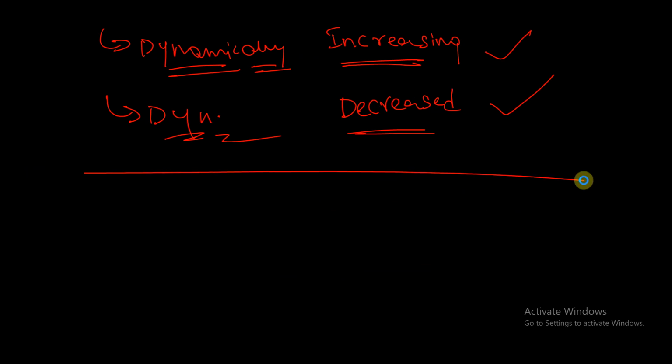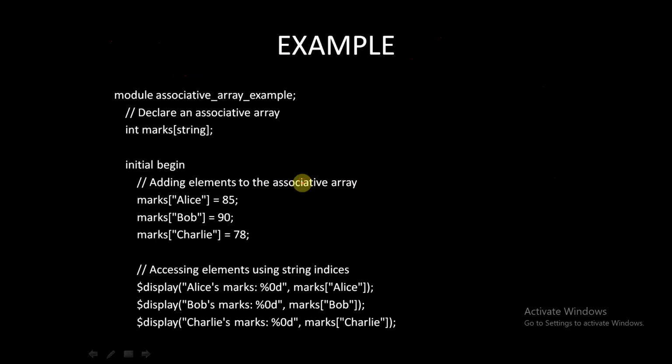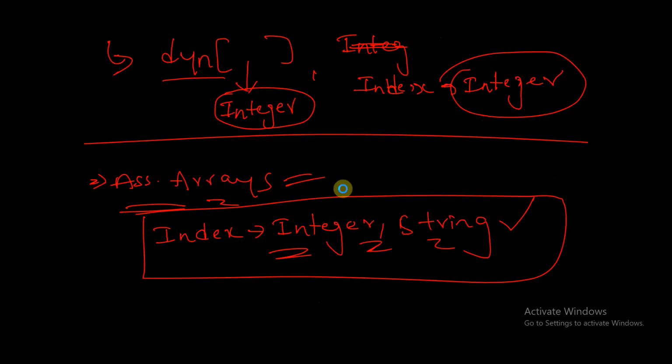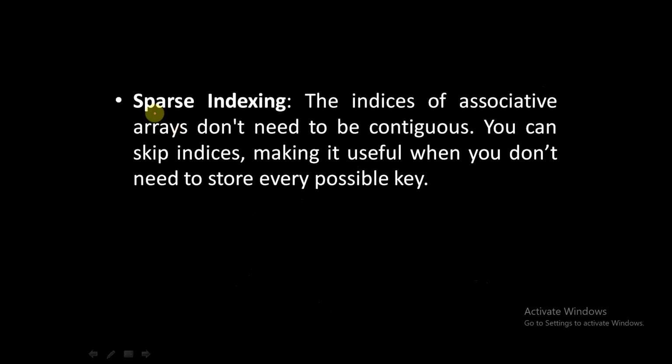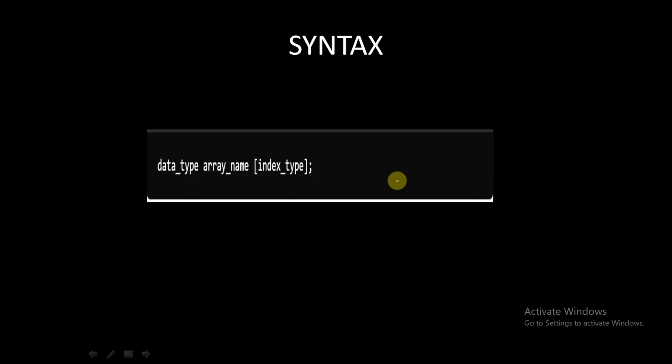And sparse indexing. The indices of an associative array don't need to be contiguous. You can skip the indices, making it useful when you don't need to store every possible key. This we will see with the help of coding.